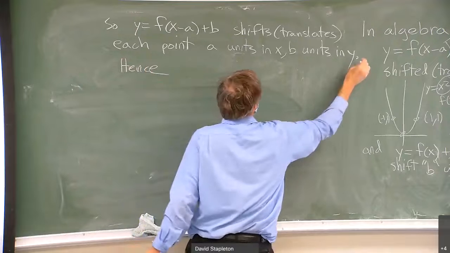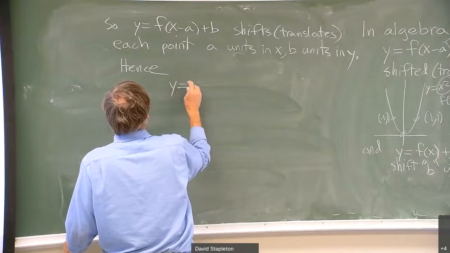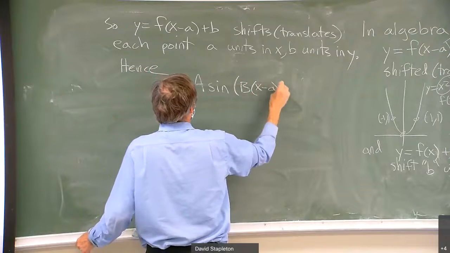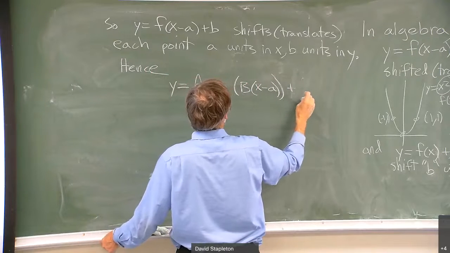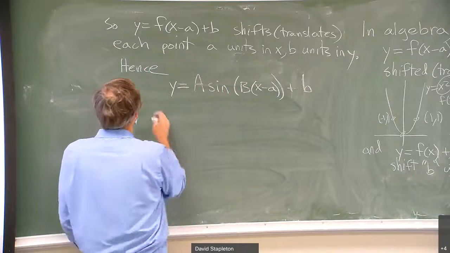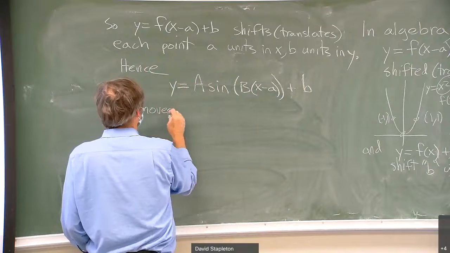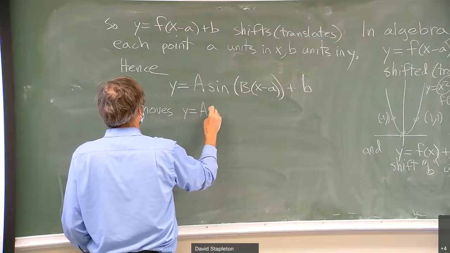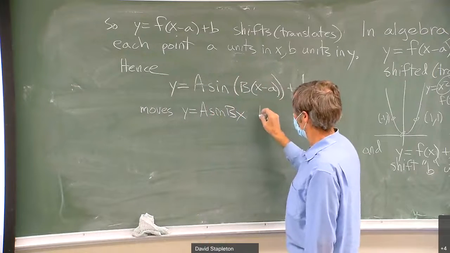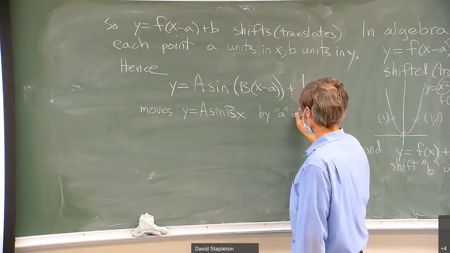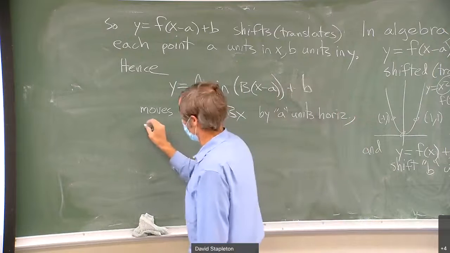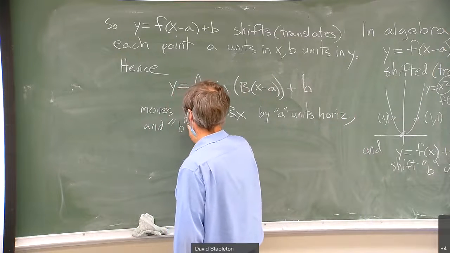Hence, if I take y equals a sine b times x minus little a, all plus little b, that does it, right? I took the graph. This moves or translates y equals a sine dx, the thing we've just been graphing, it was just stretched by a units horizontally and also by b units vertically.